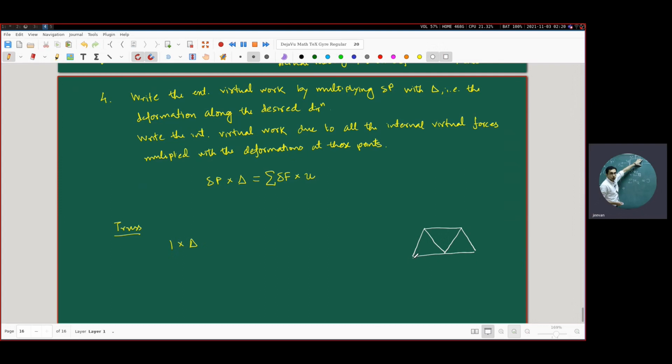Okay, and let's say it's something like this. And maybe some loading is there, maybe some loading is here, and we wish to find out the deflection here. So we can apply a delta p equal to 1 here. Okay, now when you do that, you are interested in the deflection at this point. That is the delta. So you are doing just like this, 1 into delta.